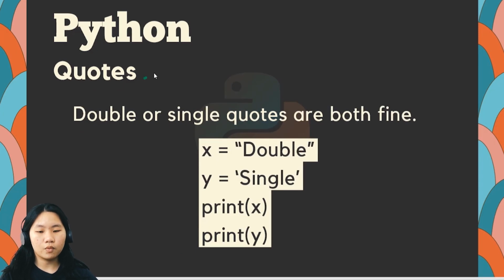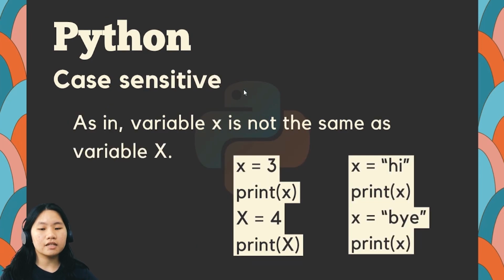Next up, quotes. Now, do you use double or do you use single quotes? To be honest, either one is fine. Next up, the concept of case sensitivity. So with Python, a capitalized letter is not the same as a lowercase letter. Now, variable capital X is not the same as variable lowercase x.